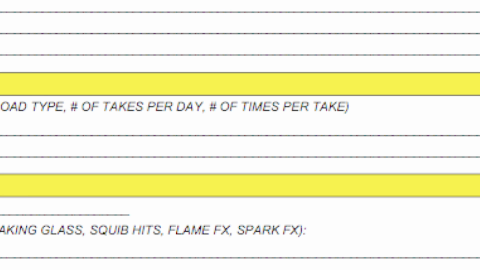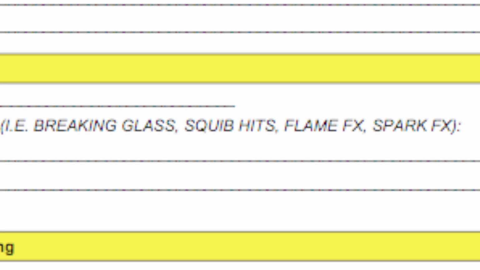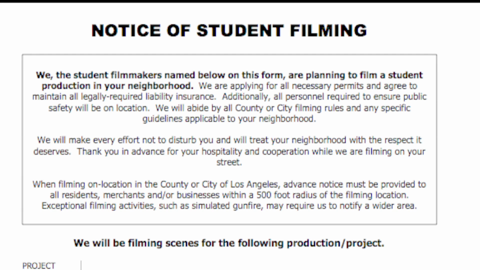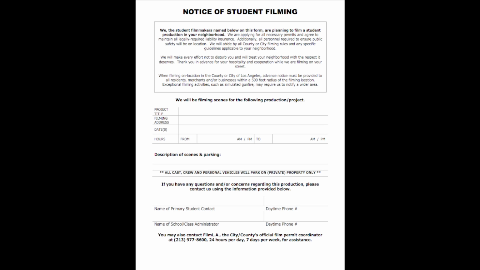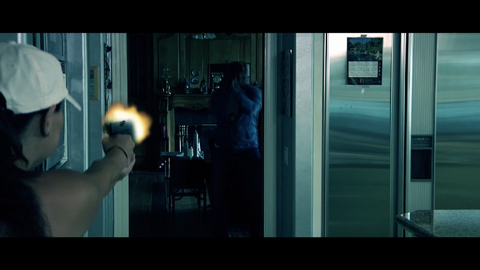If you're going to use exploding squib packs, you will also need to fill out the special effects section on the application as well. You will also be required to distribute a notice of student filming. Advance notice must be provided to all residents, merchants, and or businesses within a 500-foot radius. Simulated gunfire may require a wider area. Now, let's watch the rest of the scene.